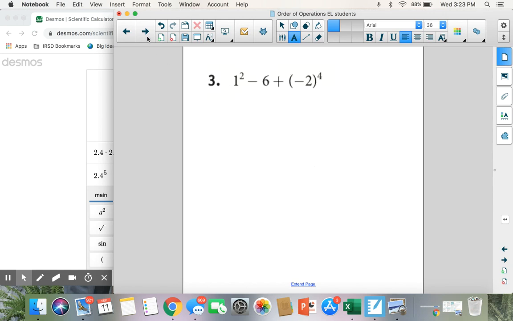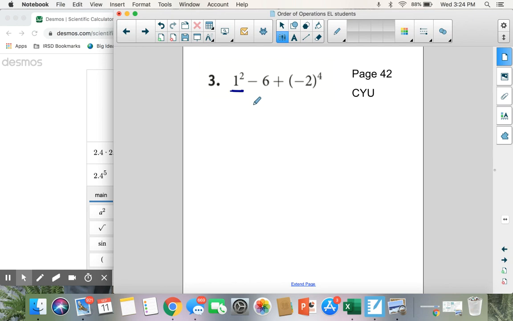All right, so now I want you to do the final check your understanding problem. So this is still on page number 42, and it is the check your understanding, the CYU section. Actually, I want to do this one together. So if I look at this, the first thing I need to do is exponents. So 1 to the power of 2 is the same as saying 1 times 1, which is 1.